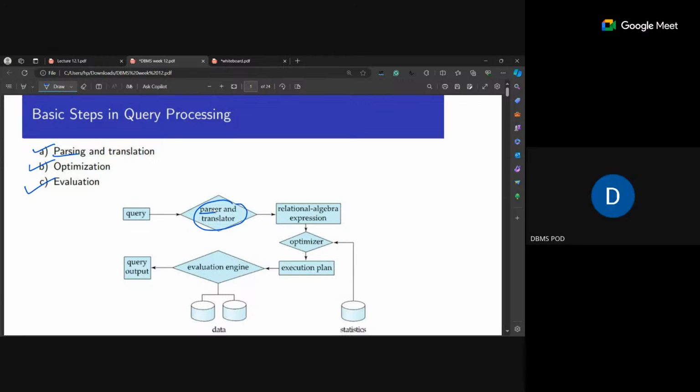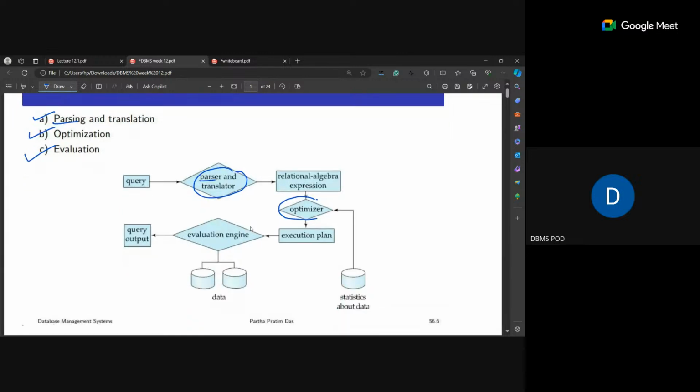Yes, sir. For one query, there may be more than one relational algebra expression, right? So what does the optimizer do? Among all equivalent plans, it will choose the one with the lowest cost. How does it choose? It uses statistics about the data, like the number of tuples in a relation, whether there are keys, whether indexing is there or not. All these statistics about the data, and it will choose the most optimized plan.